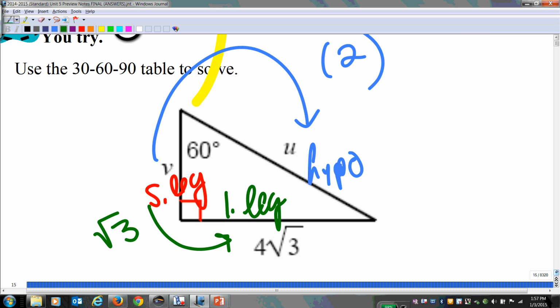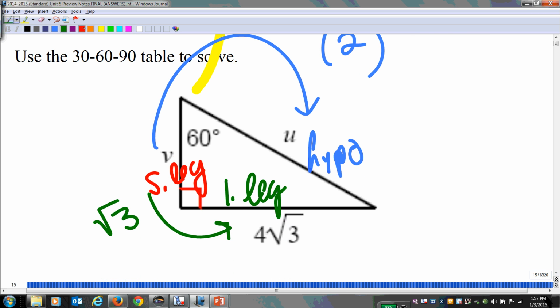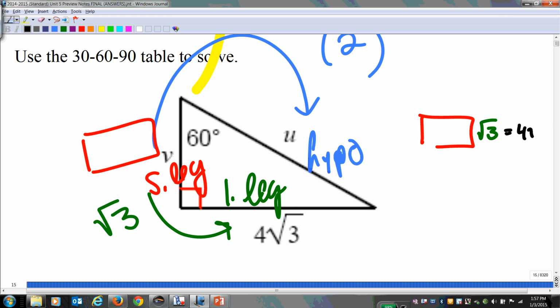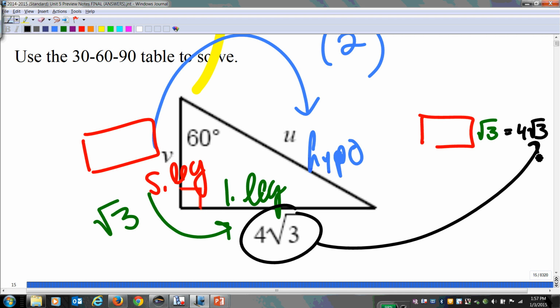Problem is we didn't have the short leg, but we do have the long leg, so it reads like this. Something times root 3 is 4 root 3. That's this right there. And you ask yourself, what is that something? Something times root 3 is 4 root 3. The something is just straight up 4. So 4 goes here, and then we simply times by 2 to get the hypo, so our hypo is 8.